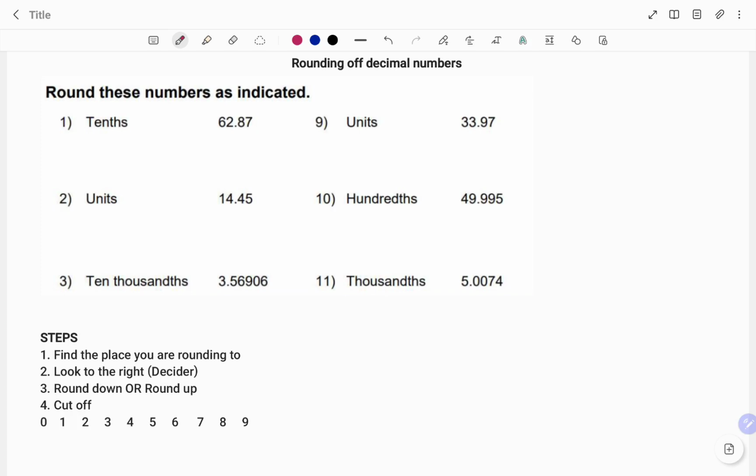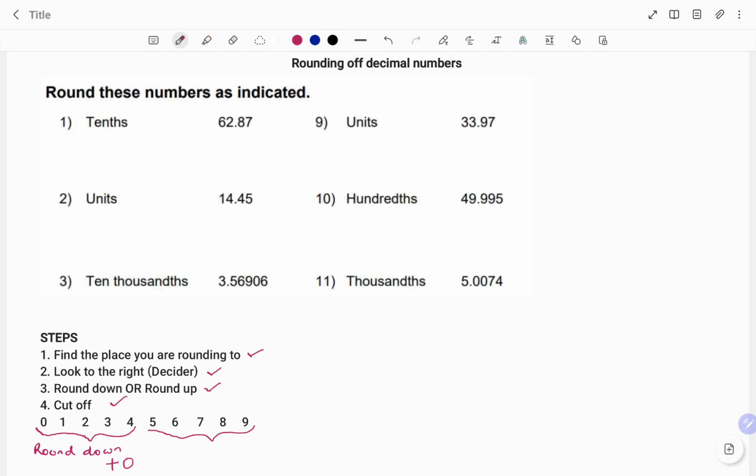You find the place you're rounding to. 2. You look to the right to find the decider number. 3. You either round up or round down and then you cut off. A quick recap: if you have the numbers 0, 1, 2, 3, and 4 as your decider, then you round down, meaning you add 0. While if you have the numbers 5, 6, 7, 8, 9, you round up, or you add 1.